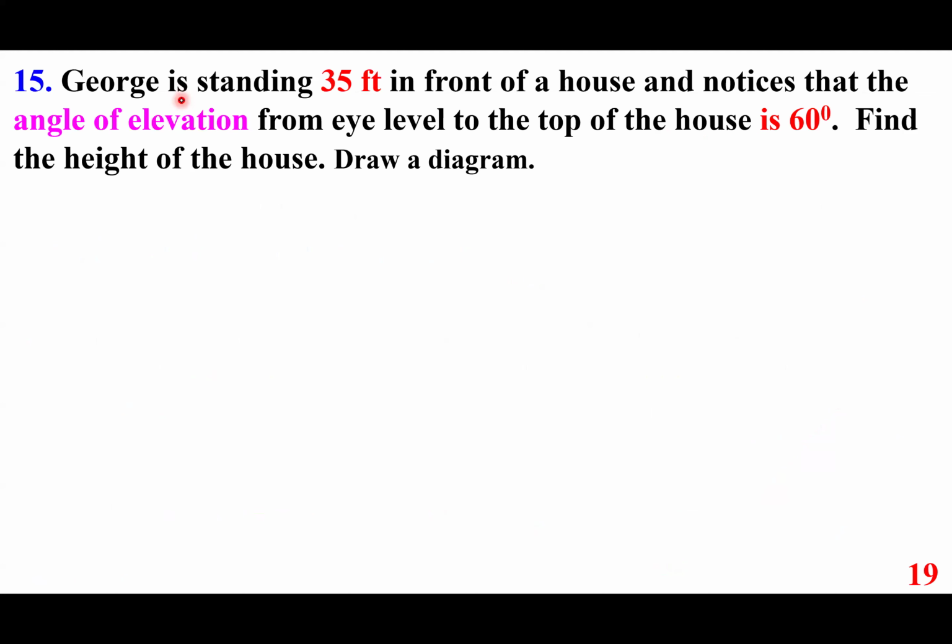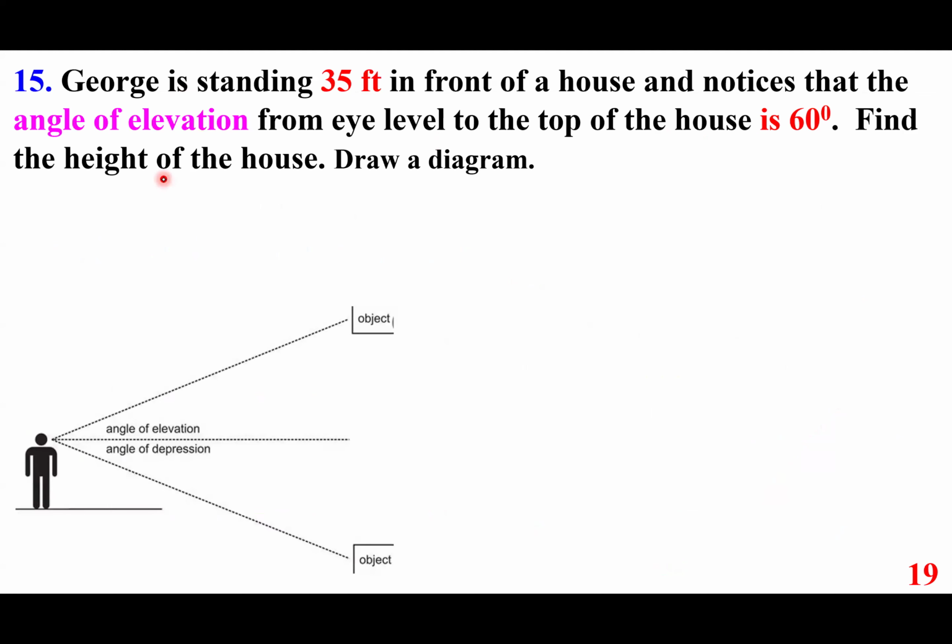George is standing 35 feet in front of a house and notices that the angle of elevation from eye level to the top of the house is 60 degrees. Find the height of the house, draw a diagram. Reminding you of the angle of elevation, basically this is a horizontal plane, horizontal side. If you look up to find the object, this is the angle of elevation. If you look down, this is the angle of depression.